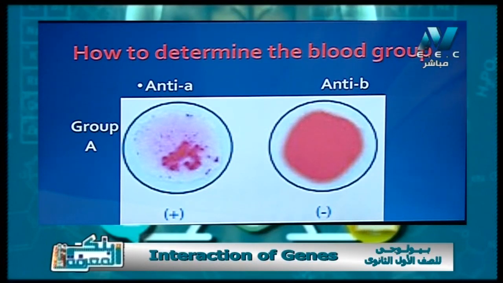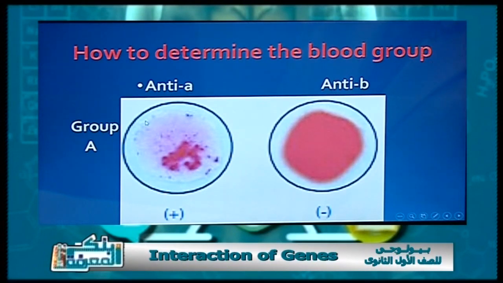In this procedure, we start by taking 2 drops of blood from the person and putting them on a glass slide, and adding a drop of the antibodies extracted from the serum of the blood group. So the first drop is anti-A, and the second drop is from blood group A, which contains anti-B.